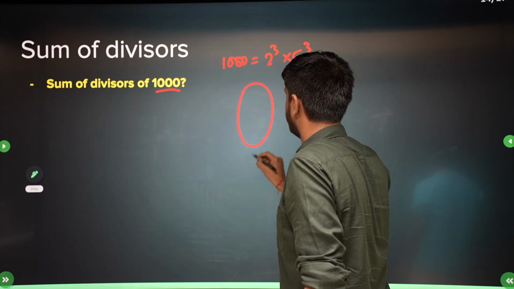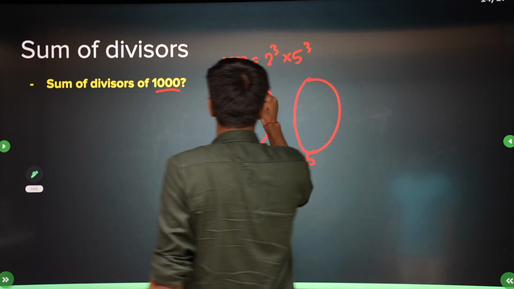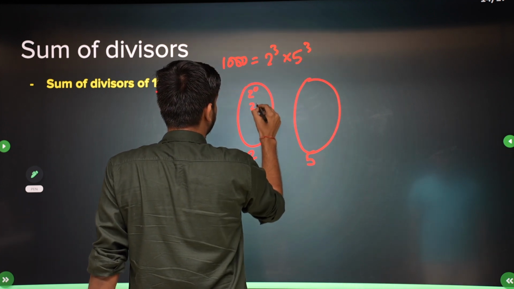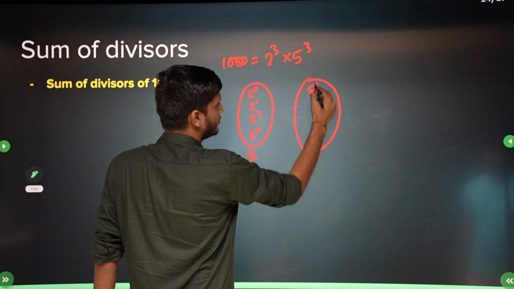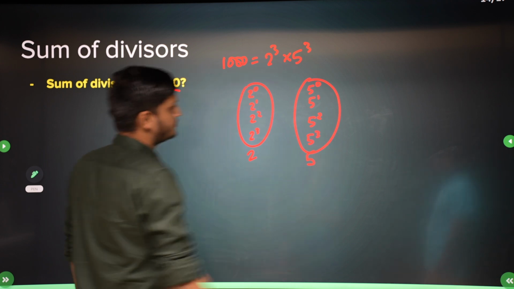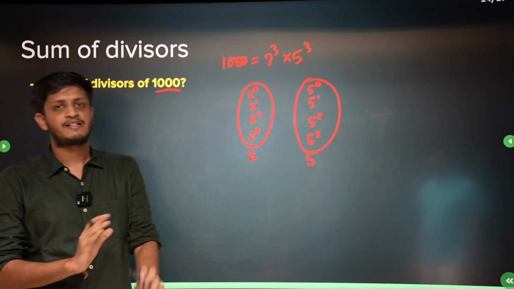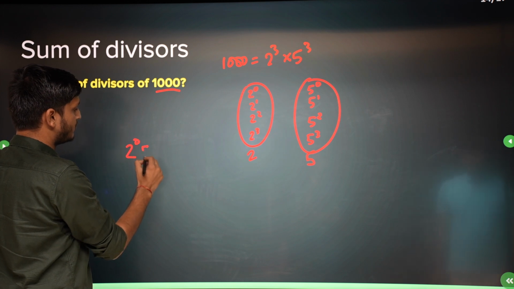We have to take a number from here and a number from here. So we have options for 2 to the power 0, 2 to the power 1, 2 to the power 2, 2 to the power 3, 5 to the power 0, 5 to the power 1, 5 to the power 2, 5 to the power 3. We know that there are 16 divisors. What are they? 2 to the power 0, 5 to the power 0.